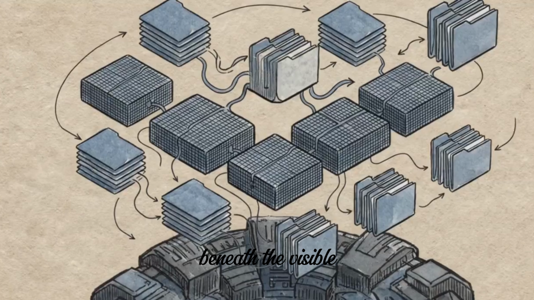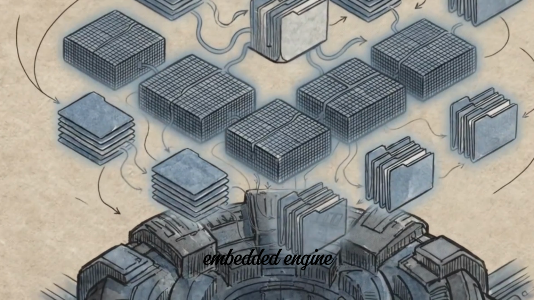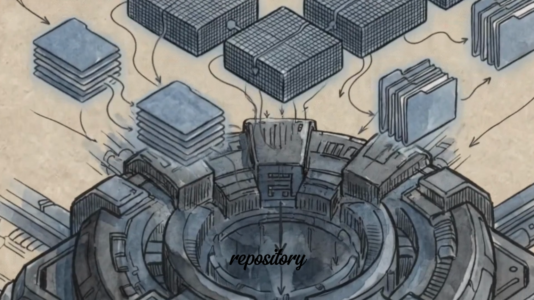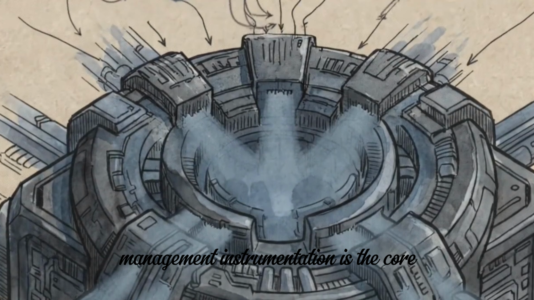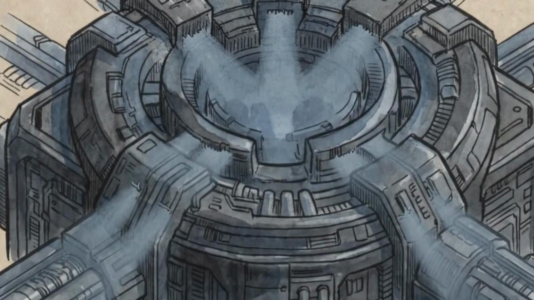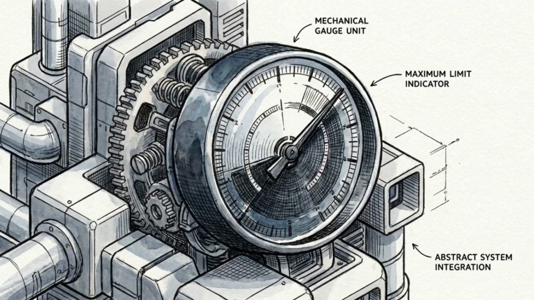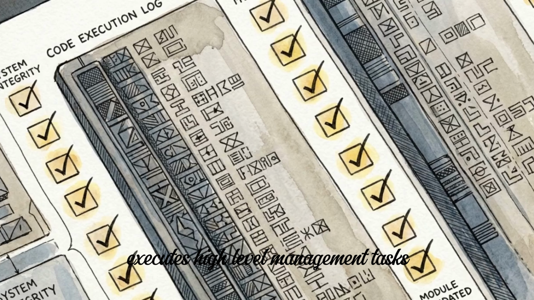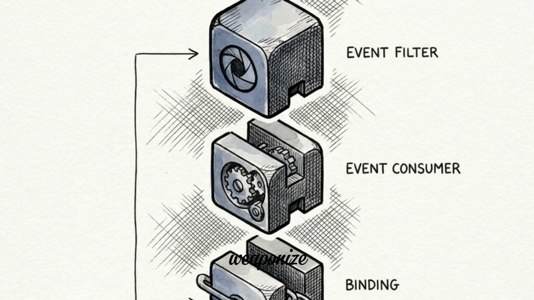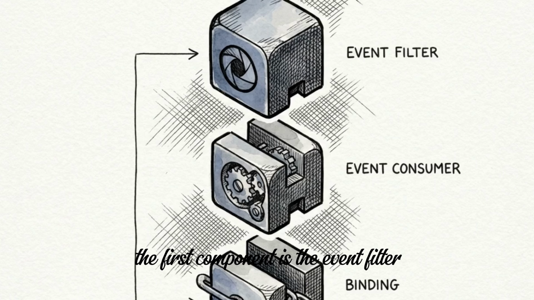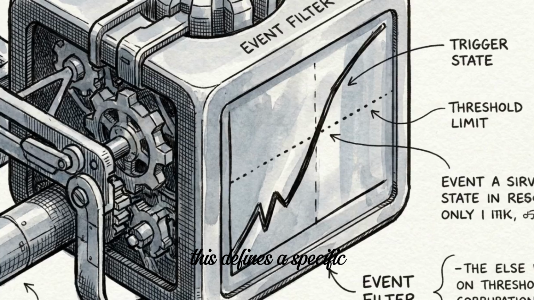Beneath the visible file system lies a deeply embedded engine, the WMI repository. Windows Management Instrumentation is the core administrative framework of the OS. It continuously queries system metrics, evaluates hardware states, and executes high-level management tasks. Attackers weaponize this engine by assembling these three specific interlocking components to form an autonomous execution chain. The first component is the event filter. This defines a specific trigger condition within the operating system, like a user logging in, a set amount of system uptime, or a sudden spike in CPU utilization.